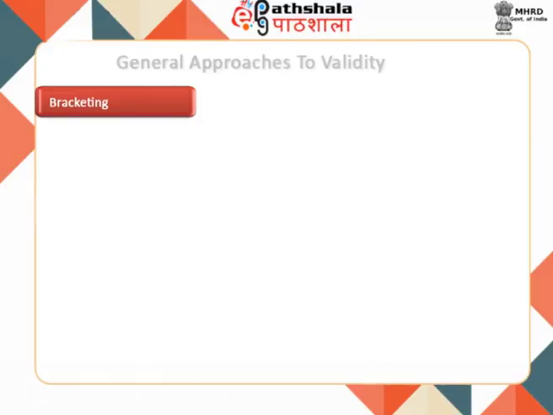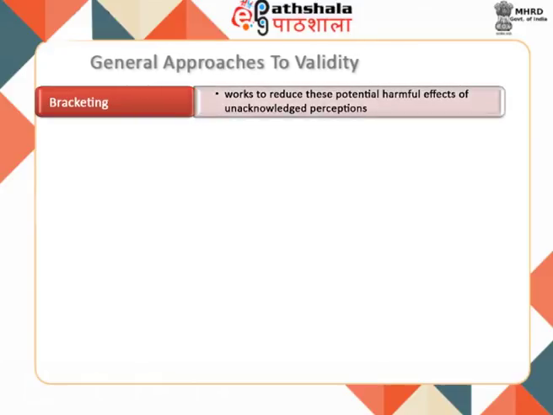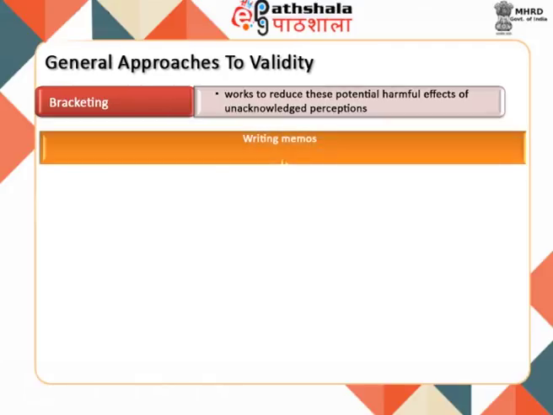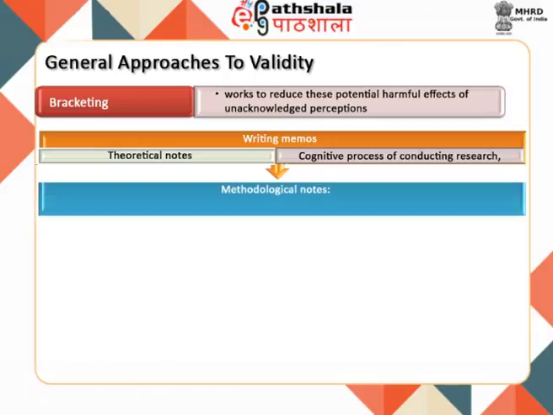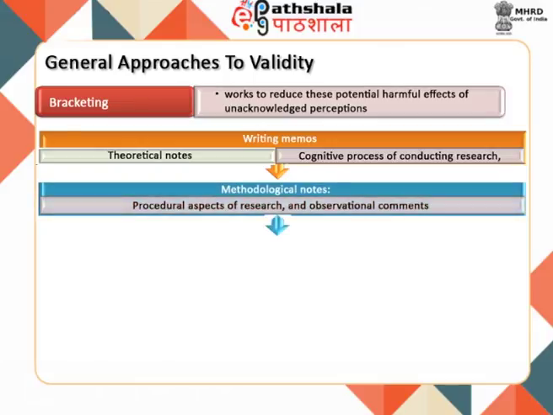Bracketing as a technique works to reduce the potentially harmful effects of unacknowledged perceptions. The various methods used are writing memos. These take the form of theoretical notes which explain the cognitive process of conducting research, methodological notes that describe the procedural aspects of research, and observational comments that allow the researcher to explore feelings about the research venture.